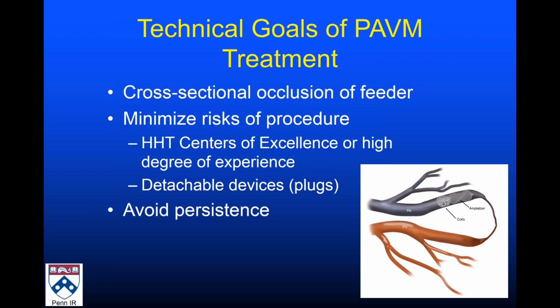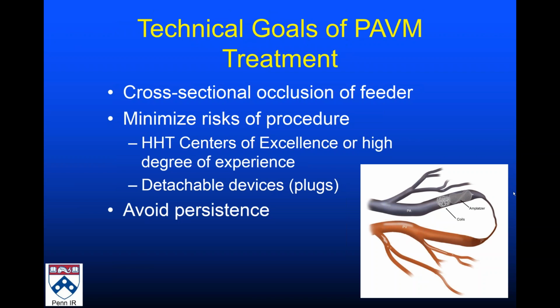So our goals in treating PAVMs are to completely cross-sectionally occlude the feeding artery, and we do that with a combination of devices that I'll show you in a second. But here's what's called a plug. Here are some coils, and the idea is that when we block this artery, the PAVM shrinks away. Now you see that sac that was there is now just a scar, and that abnormal communication is taken away. And of course, we also want to minimize the risk of the procedure, and we think that detachable devices actually dramatically reduce the risks of the procedure.